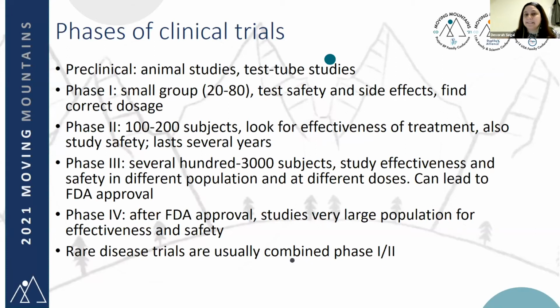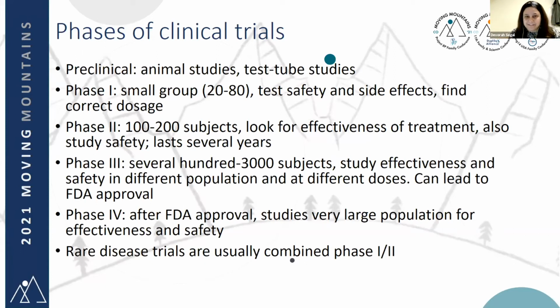Phase 4 happens after something is already FDA approved. Even when it's out in the public and many people might be treated with the medication, researchers continue to study the drug and look for its effectiveness and any side effects. Sometimes it's only when thousands and thousands of people are taking a medication or getting a procedure that the side effects actually come to light.